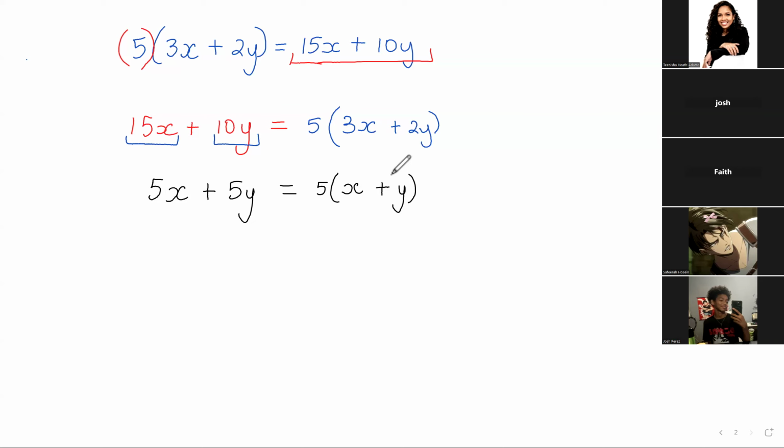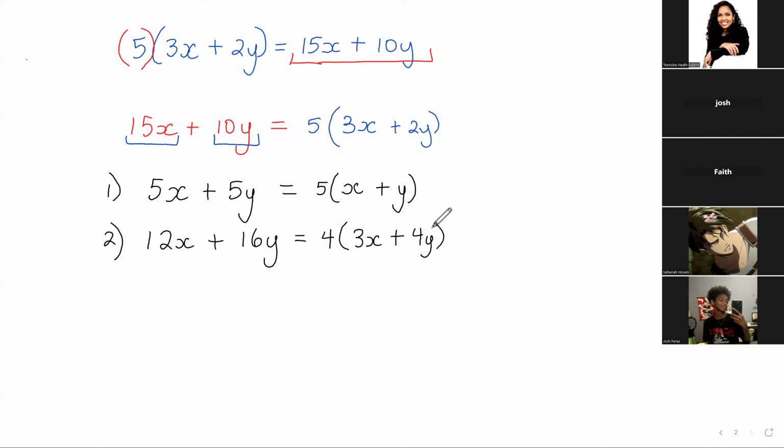What about if I had 12x plus 16y? What is the highest common factor of 12 and 16? Because we already know x and y do not have a common factor other than 1. Four. Yes, 4 is the highest common factor. So we take 4 on the outside, and 4 into 12x will be 3x, and 4 into 16y will be 4y.